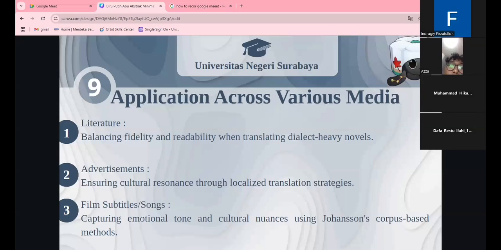ensuring a cultural resonance through localized translation strategies. The example is when companies want their ads to connect with people on a personal level. In Indonesia, like what was mentioned by Hikaru before, the local phrase like ngopi yuk or ngeteh yuk can make an ad feel warm and inviting.